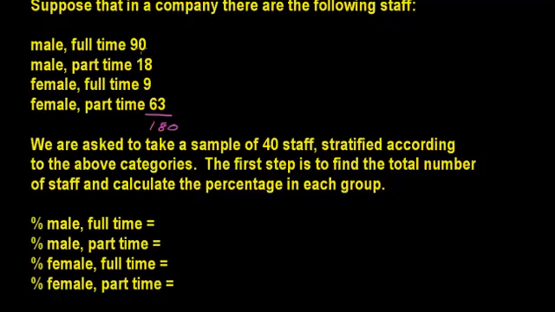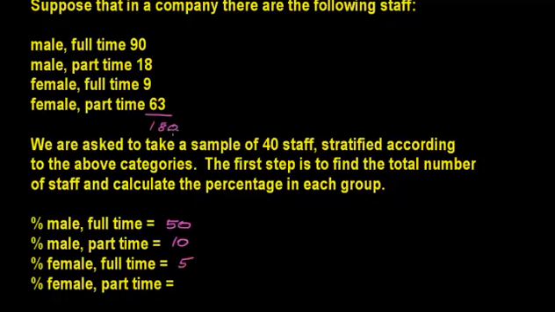So, if 90 of the 180 are male full-time, well then that's 50%. And 18 are male part-time, and that would be 10%. This is the percent male part-time. And the percent female full-time would be 9 out of 180, and that ends up being 5%.